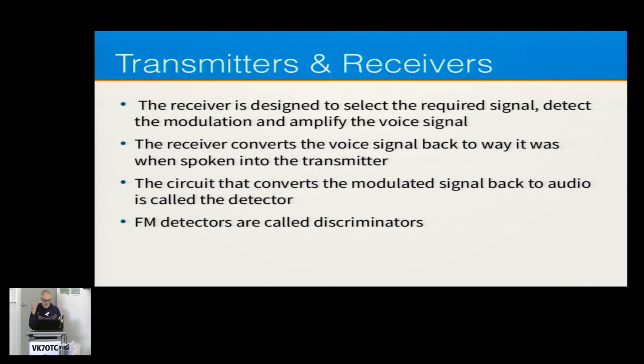So the role of a receiver is to do the reverse of a transmitter. Hopefully you get whatever went into the transmitter at the other end, out of the receiver at this end. So convert the modulated signal, the RF and the audio, back to just audio. And it's called the detector. And typically, if it's FM, we call it something different, which is a discriminator. So you need to sort of know the concepts there.